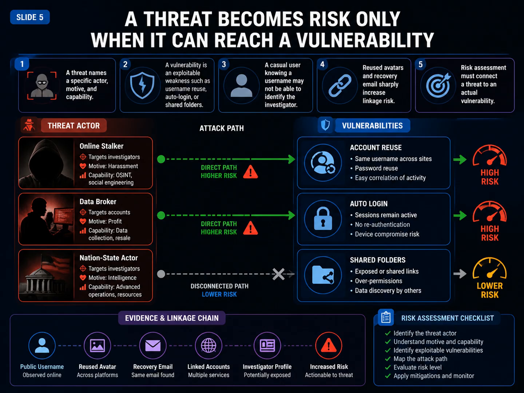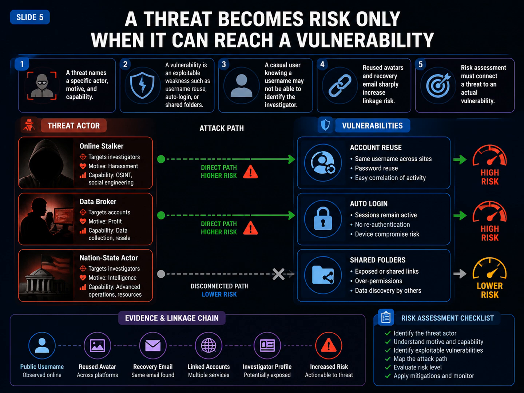A threat becomes operationally important only when it can reach a weakness. Suppose a casual user searches the persona username. If that name is new, the avatar is independent, and the recovery address is not exposed, the path ends quickly. But if the name was used on an old forum, the user may find a signature link, follow it to a professional profile, and identify the investigator's employer. Notice how much more useful that is than writing, "The target might find me."